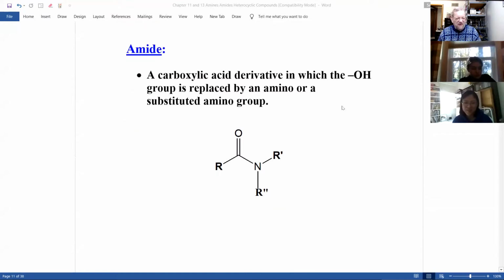And that new functional group is called an amide. An amide is a carboxylic acid derivative, meaning it's derived from a carboxylic acid in which the OH of a carboxylic acid is replaced with N and R prime and R double prime right here. This is an amide.